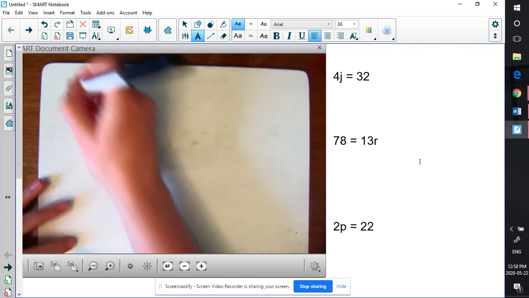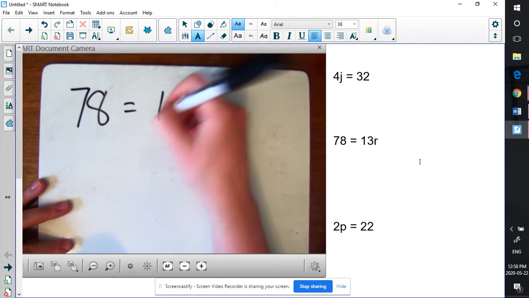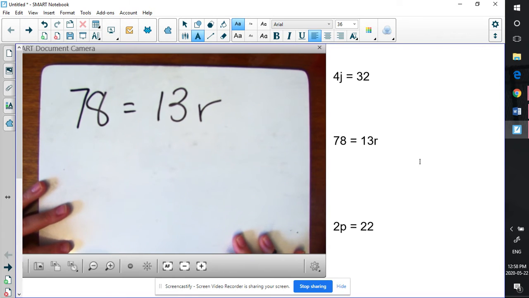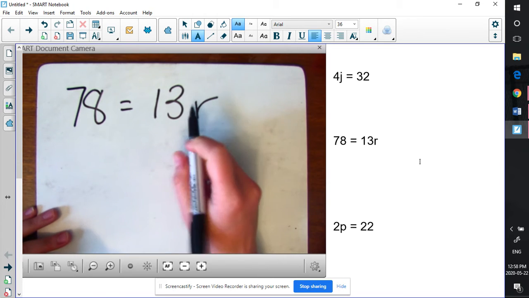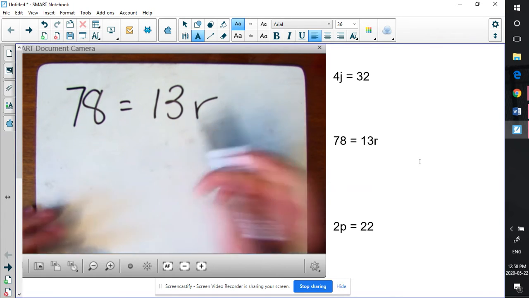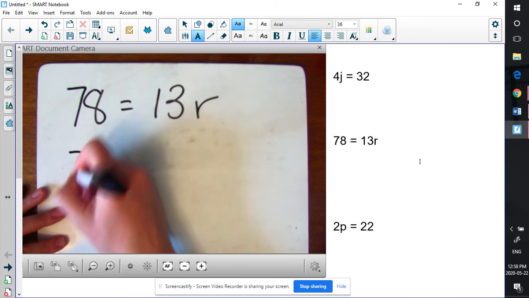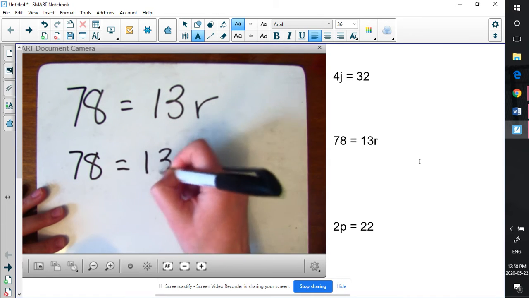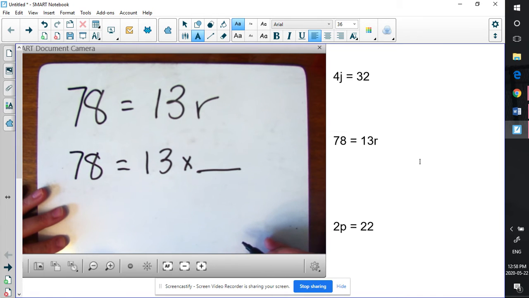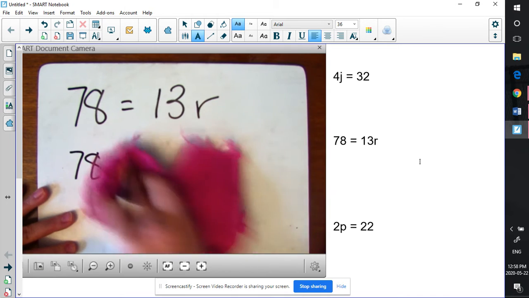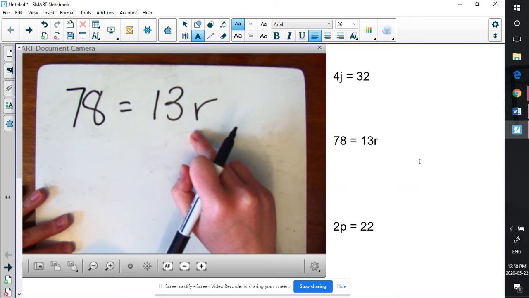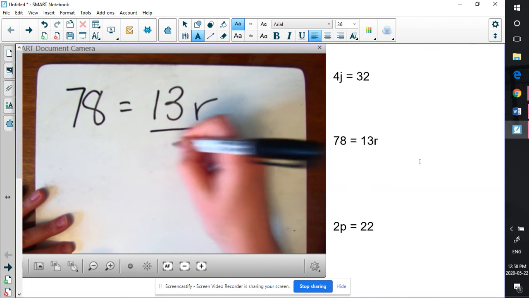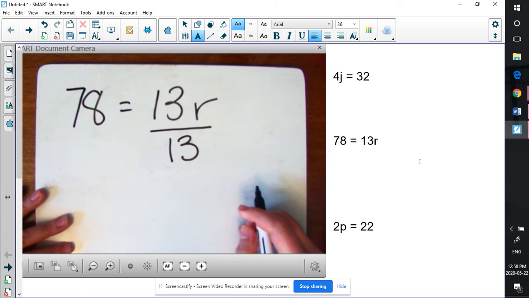So pretty awesome. Next one, 78 equals 13r. Okay, so there is a hidden operation between the 13 and the r. What is it? It's multiplication. So one way that you could think of this is 78 equals 13 times something. So if you know your answer right away now, that's awesome. If not, that's okay. We're going to go through it. The opposite of multiplying is dividing. So I'm going to take this side and divide by 13.